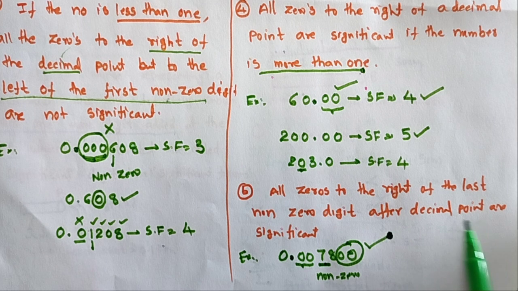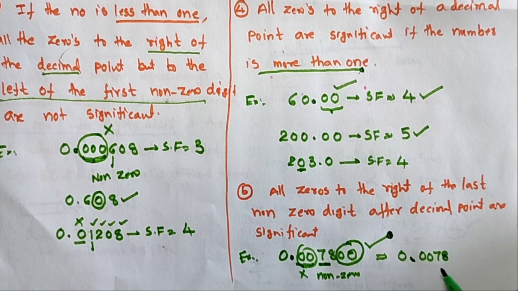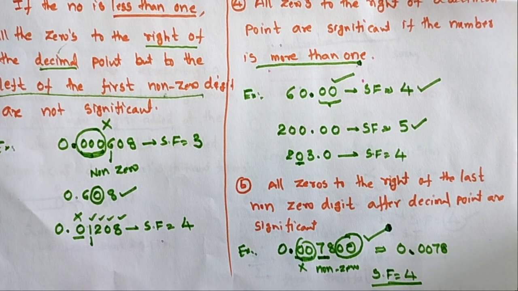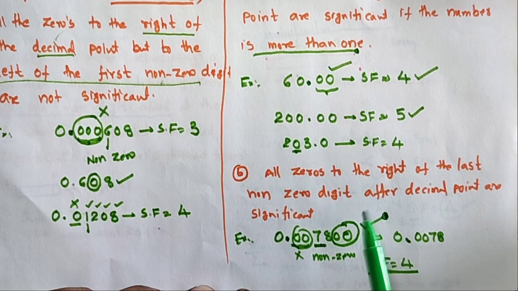Okay, so here in this one only 2 significant digits, that is, I will write 0.0078. It is not significant, this one. So therefore, what is the significant figure? This is a significant figure. The significant figure is 4. All of you understanding?